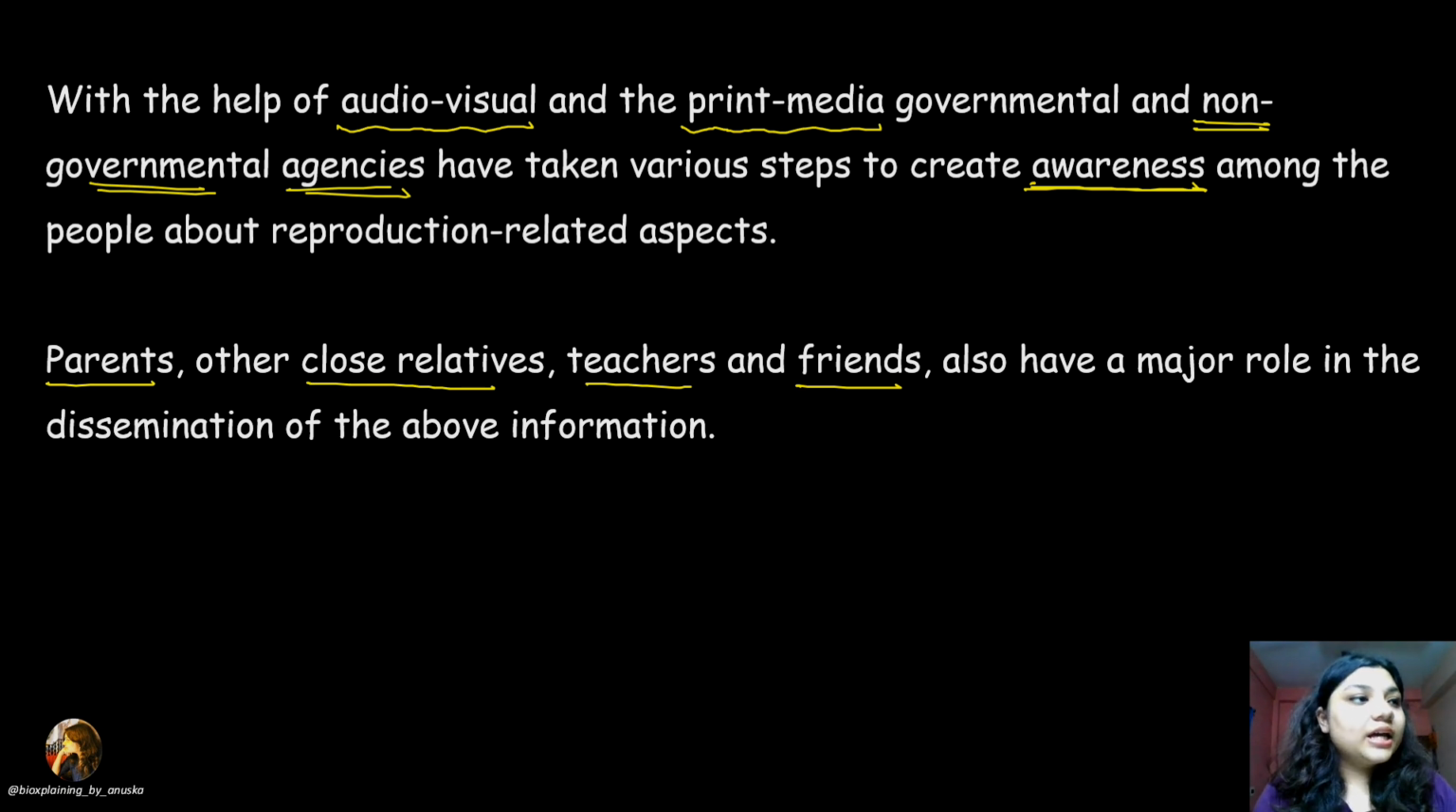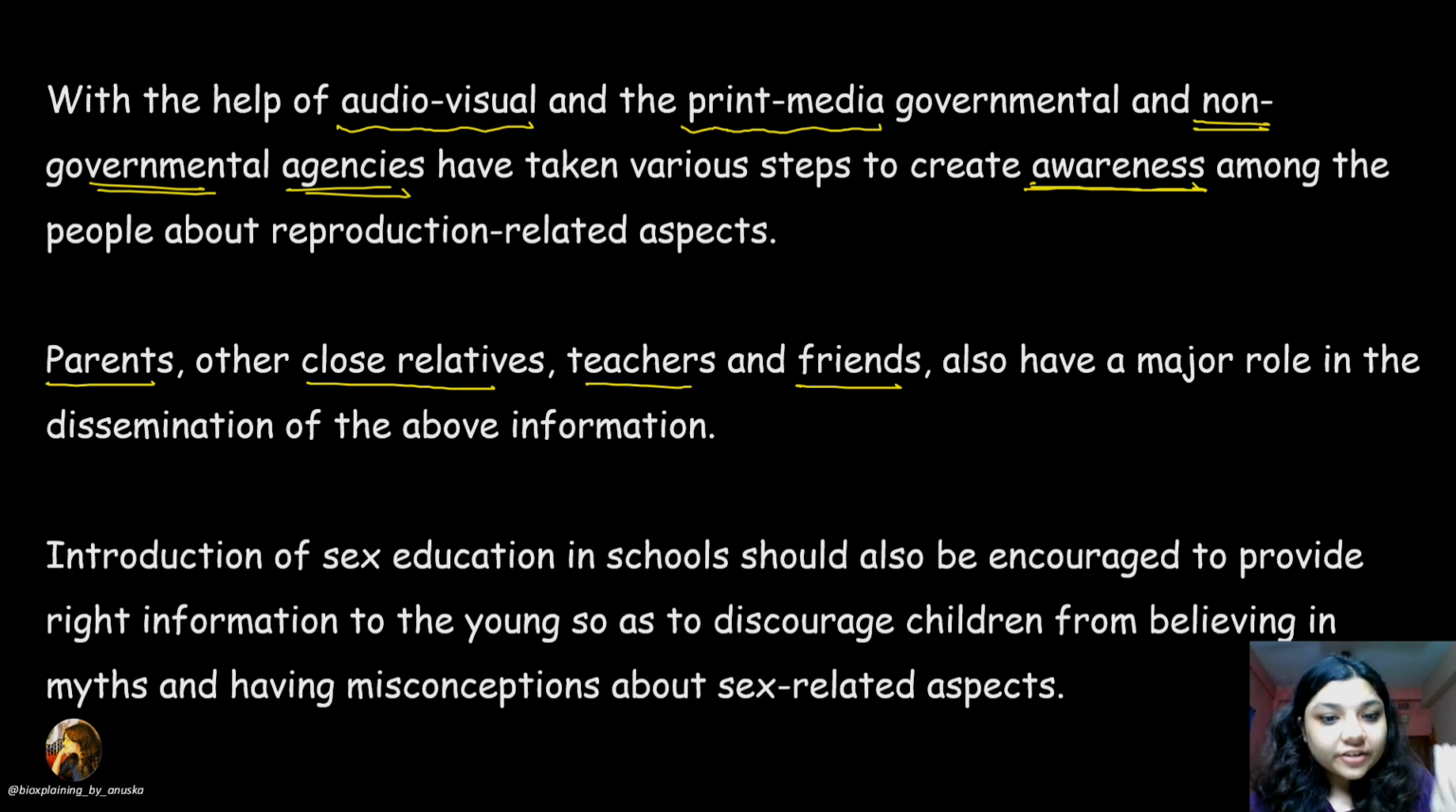Earlier, what used to happen was that a father would never talk about menstrual hygiene at home. But nowadays, be it a male teacher, be it a female teacher, everybody is coming forward and we are all working together in elevating the reproductive health standard, right? So introduction of sex education in schools should be encouraged. A child should know the actual biology behind whatever happens in his or her life. There should not be any taboos or misconceptions regarding anything, right?